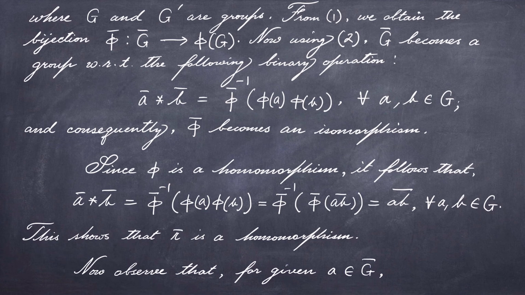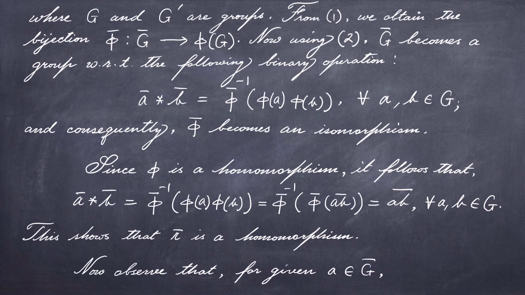So thus we can make this G bar a group, and this phi bar becomes an isomorphism between this group G bar, which has been made here, and phi G. Again, let me remind you that phi bar is obtained by treating phi in a purely set theoretic manner. We haven't ever used that phi is a homomorphism, or even that G or G prime have group structures.